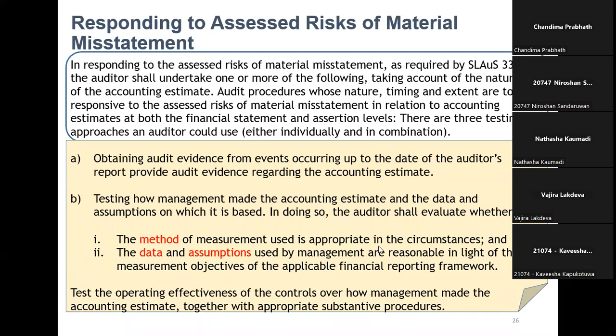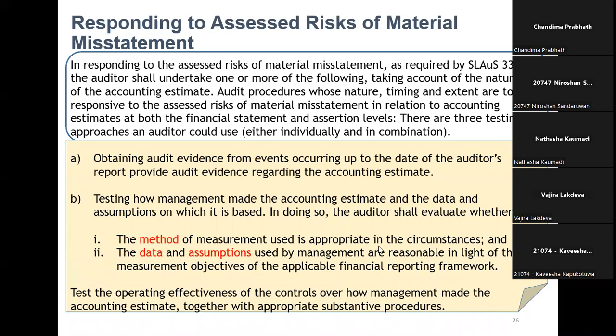So when it comes to evidence building, we would identify some of the accounting estimates. I explained that not all accounting estimates carry a higher level of inherent risk. Some accounting estimates will not have a higher level of inherent risk. Some of the accounting estimates we would identify as significant risk. So during the execution phase, the first approach is obtaining audit evidence from events occurring up to the date of the auditor's report, to provide audit evidence regarding the accounting estimate.